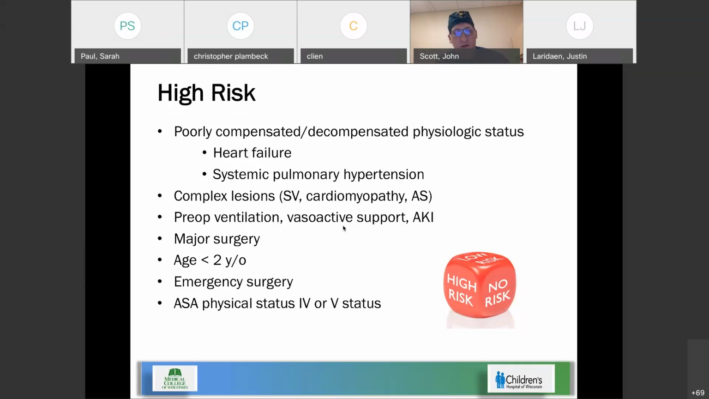And finally, the high-risk patient who's at high risk for perioperative morbidity and mortality is the patient who presents with poorly compensated or decompensated physiologic status, may have heart failure, may have systemic pulmonary artery pressures, has complex lesions, so either a single ventricle cardiomyopathy or a fixed obstructive lesion like aortic stenosis, has preoperative risk factors that suggest morbidity, such as the need to be mechanically ventilated prior to surgery, the need for preoperative vasoactive or inotropic support, has end organ dysfunction such as acute kidney injury, is undergoing a major surgery, is young, has emergency surgery, and is ASA 4 or 5 status.